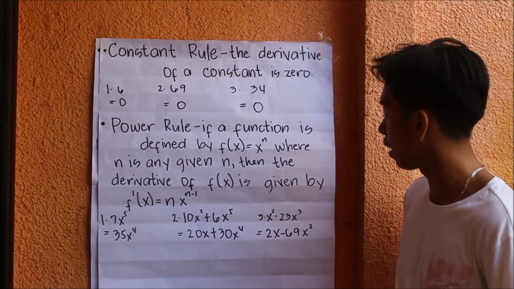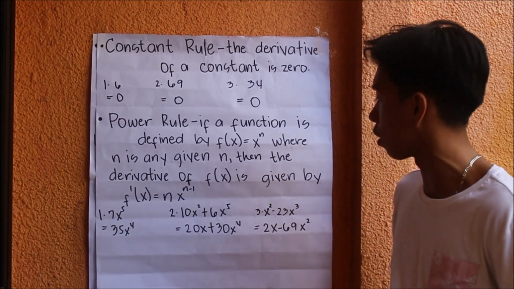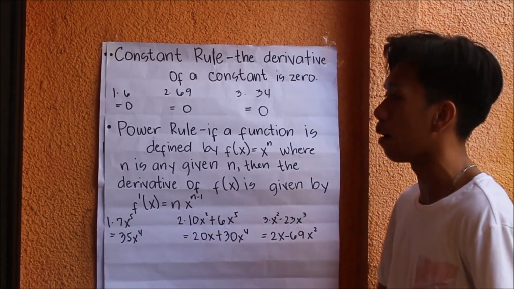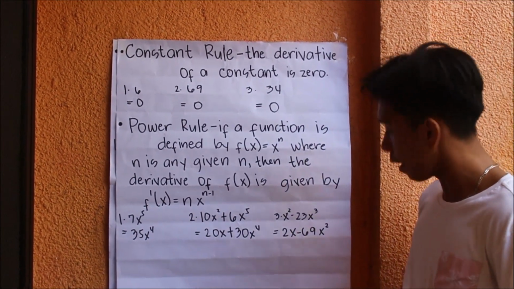x squared minus 23x cubed equals 2x minus 69x squared. So always follow the process and don't forget to put the signs, and thank you.